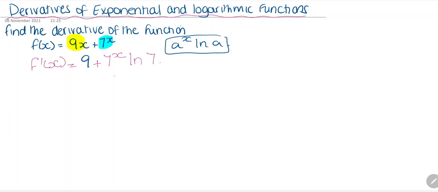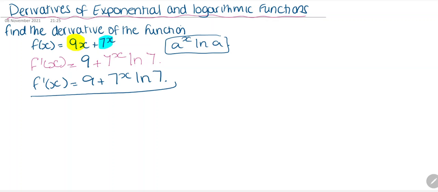So our final answer is 9 plus 7 to the x ln 7. Okay, try this one.